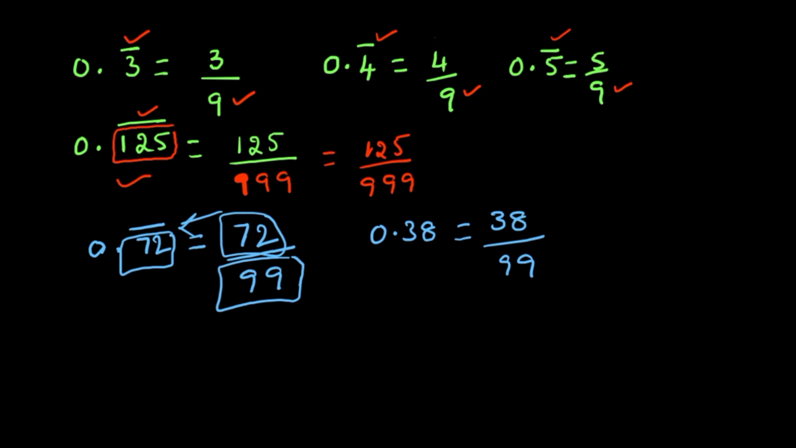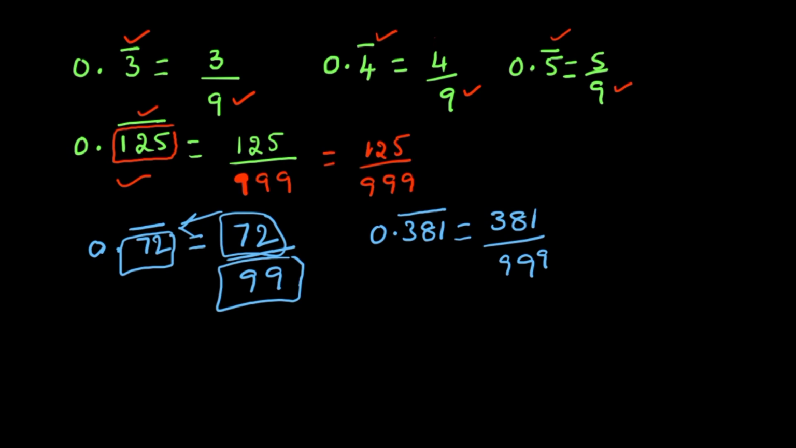Sorry, the bar is here, right? 0.38 bar. Suppose you have one more like 1 also, 0.381 bar, so 381, and here take one more 9, that is 999 in the denominator. So this is the shortcut of this method.